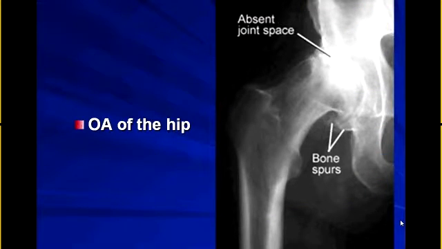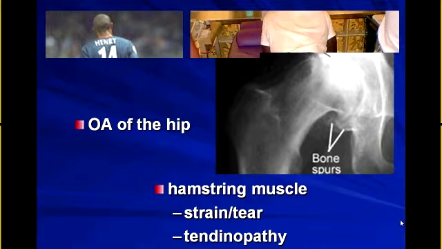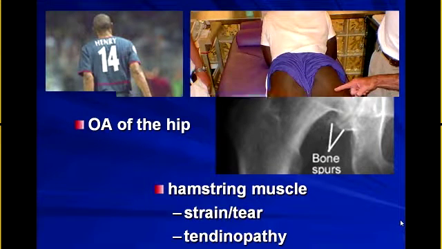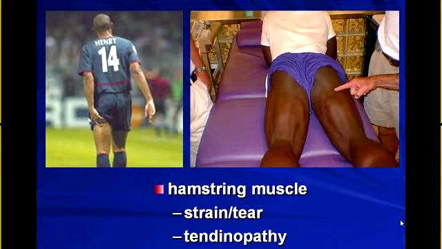OA of the hip can also cause anterior, lateral, or posterior hip pain. Hamstring injuries are very, very common. I talked to you about the study of the Australian rules football players. What we do know about hamstring injuries is that they tend to occur more commonly in individuals who have less neural mobility, so the sciatic nerve doesn't move as well.